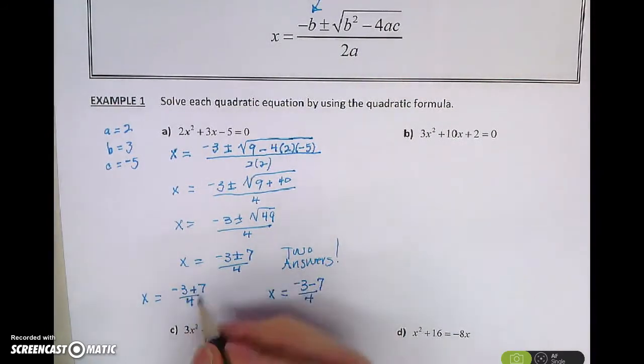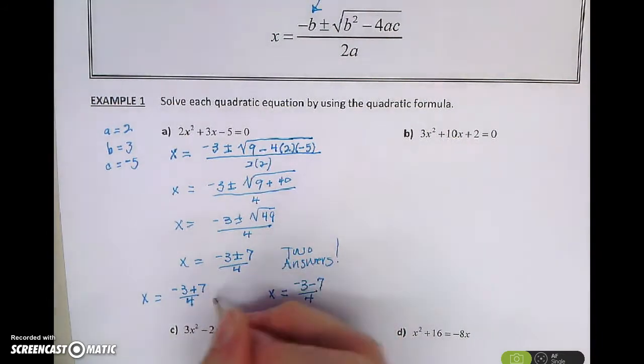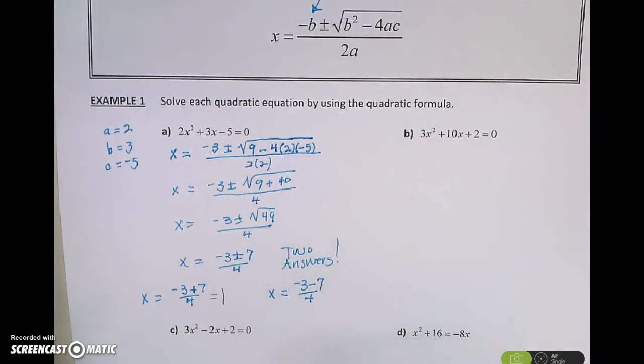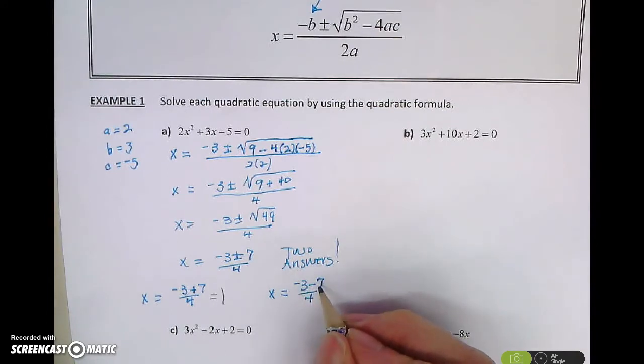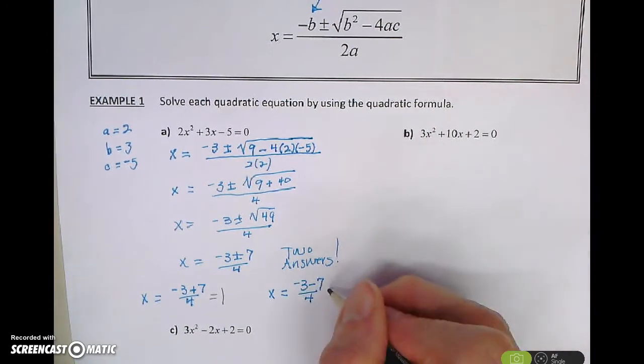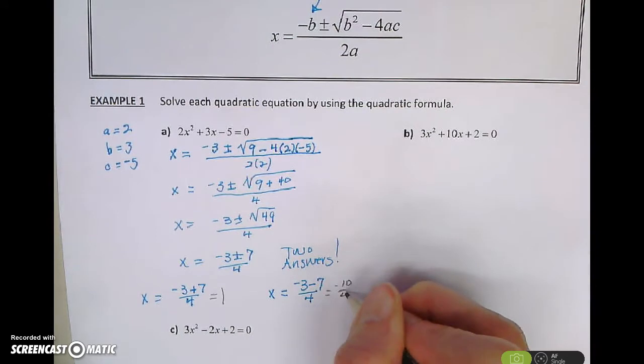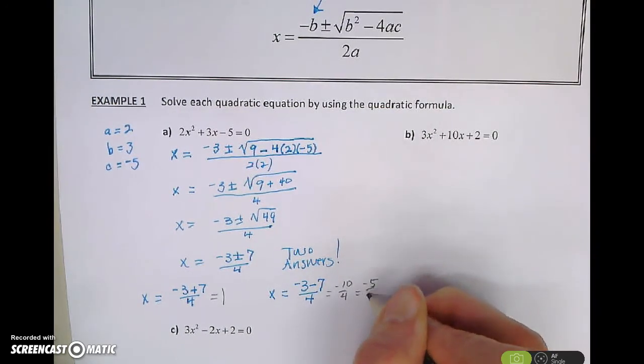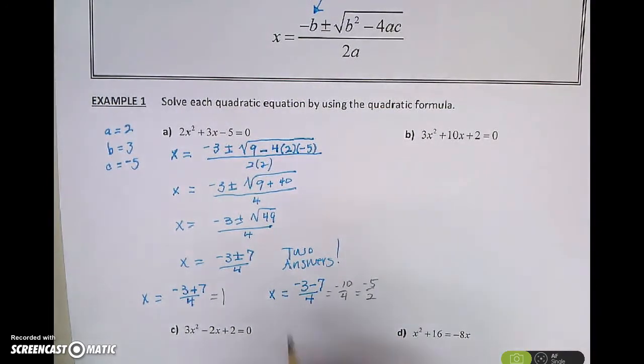So here I'm going to end up with 4 divided by 4, which is 1. Here I have a negative 3 and a negative 7, so that's negative 10 divided by 4, which is going to be negative 5/2. So here are my two answers, 1 and negative 5/2.